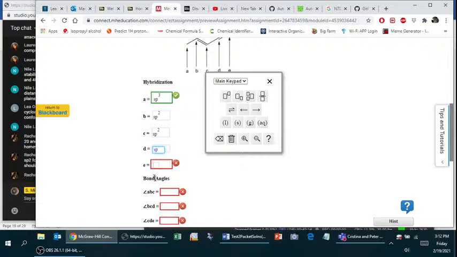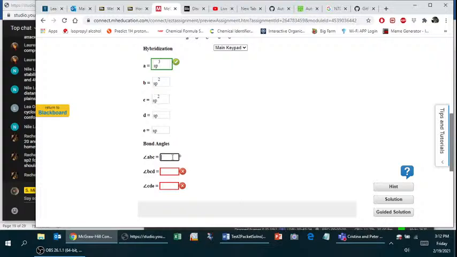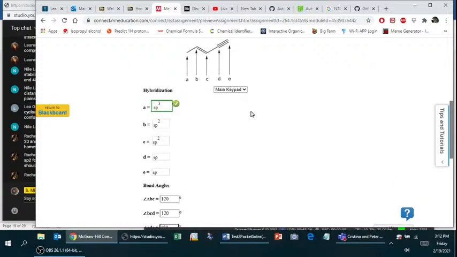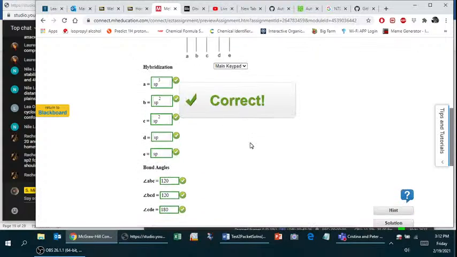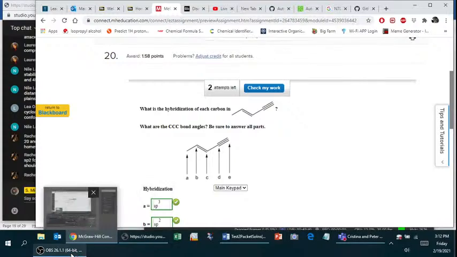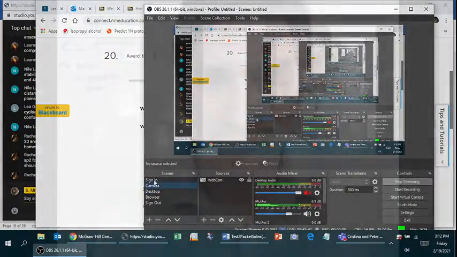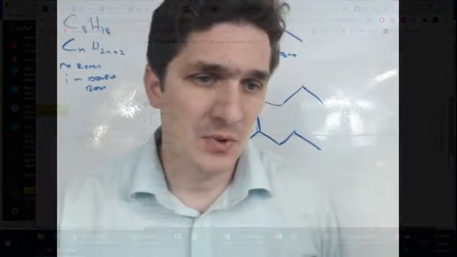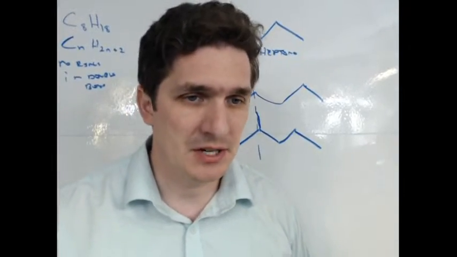And sp. I'm curious. sp. Right. And then the bond angles. 120, 180. Yeah, so it's just a matter of using the superscript key. But if you just type SP3 or SP2, it's just going to reject it.